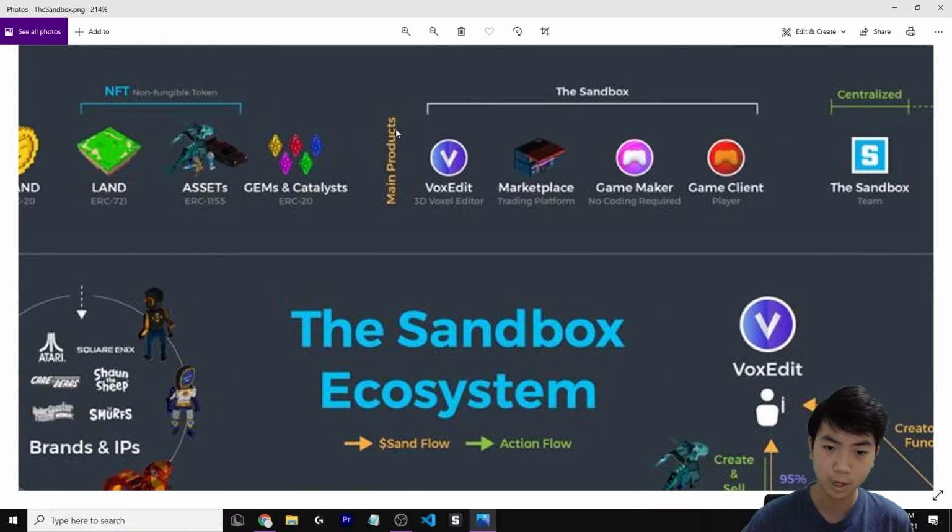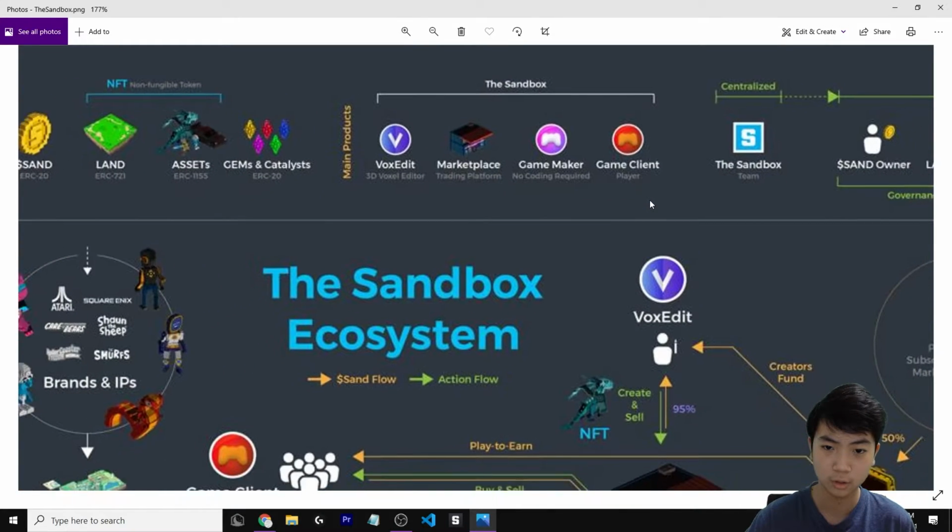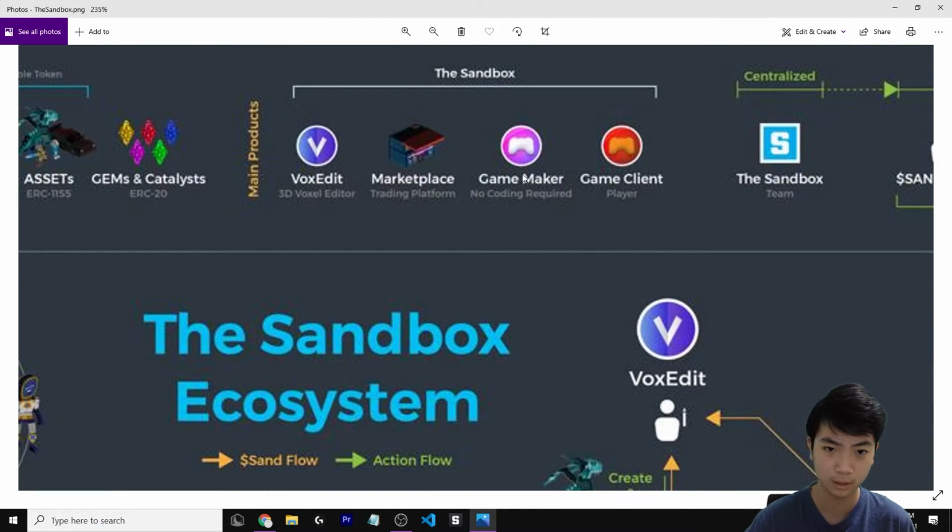And there are the main products. These products are going to basically let us create stuff, sell stuff, and make some games. So there is the VoxEdit. The VoxEdit is used to create 3D models. The marketplace is used to sell, buy, and do basically all the trading. And there is the Game Maker. The Game Maker doesn't require any coding experience. You can just create a 3D game using this product. And there is the Game Client, which is for the players that just play the game. So these are the main products of The Sandbox.